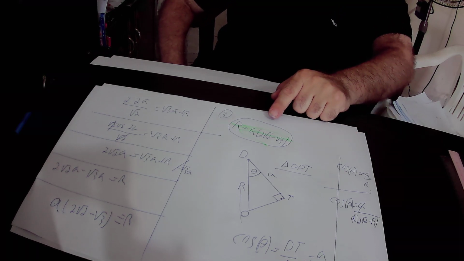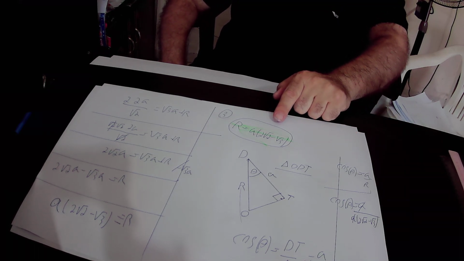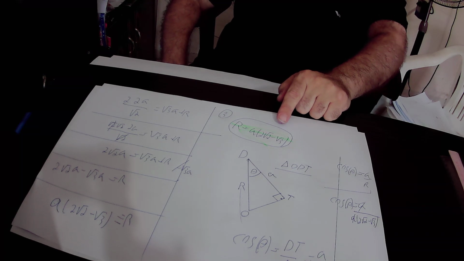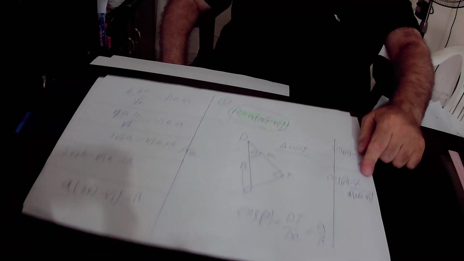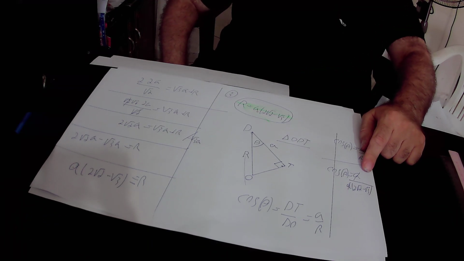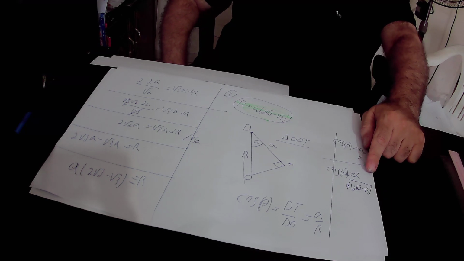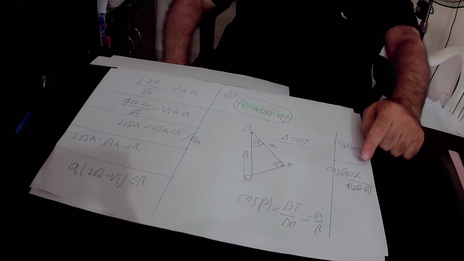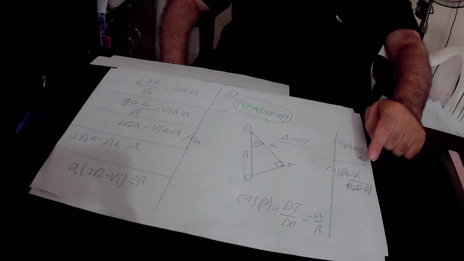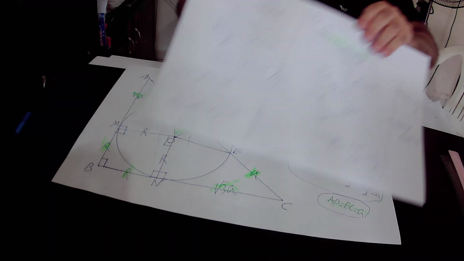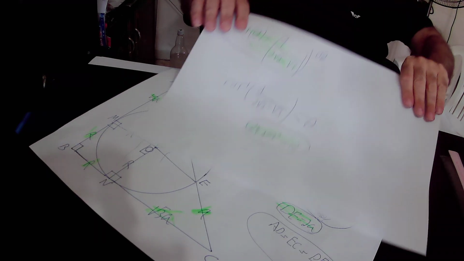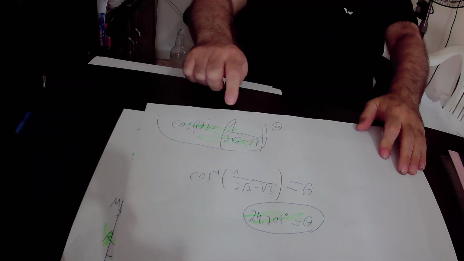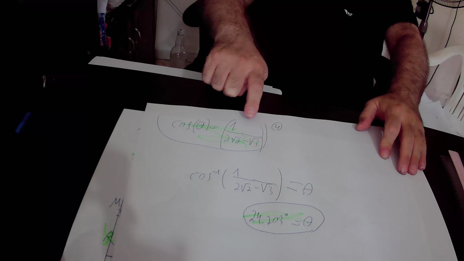But we already found that R equals A times 2 times square root of 2 minus square root of 3, so we substitute R by A times 2 times square root of 2 minus square root of 3, and found that cosine theta equals A over A times 2 times square root of 2 minus square root of 3. We have A in the numerator and A in the denominator, so A will get cancelled, and we are left only with cosine theta, that is equal to 1 over 2 times square root of 2 minus square root of 3.